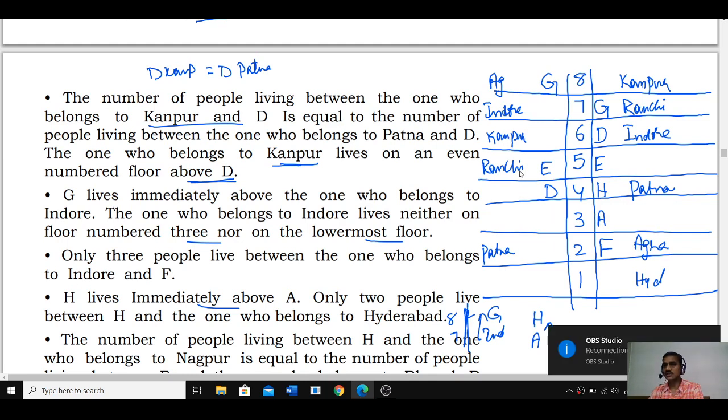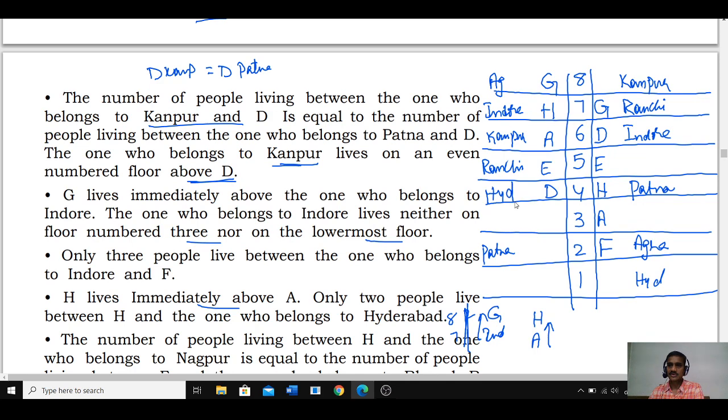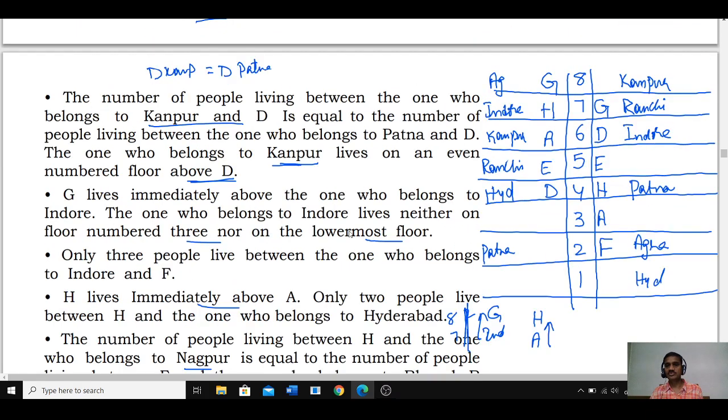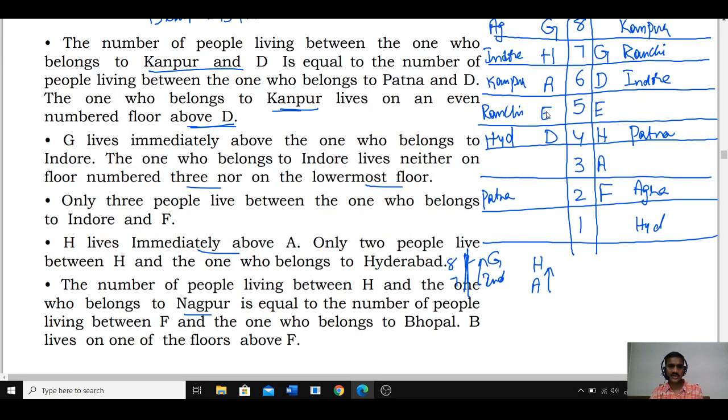ఇక్కడ H తీసుకుంటే hence what is the only possibility? H is here, A is here, 2 people between H and Hyderabad. Now D is Hyderabad. And the number of people living between H and Nagpur is equal to F and Bhopal. H and Nagpur ఇక్కడ ఎంత ఉన్నా చెప్పండి.